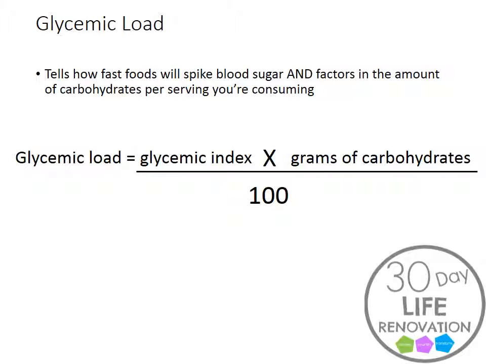Glycemic load is something similar but not the same. And this measure basically tells how fast a food will spike blood sugar, and it also factors in the amount of carbohydrates per serving that you're consuming. So glycemic index basically just talks about one food, and it doesn't talk about how much of that food we are consuming in one sitting. So the glycemic load factors in both the glycemic index and the grams of carbohydrate that's being consumed at one time. And then the glycemic load is calculated by multiplying the GI by the grams of carbohydrates and dividing by 100.